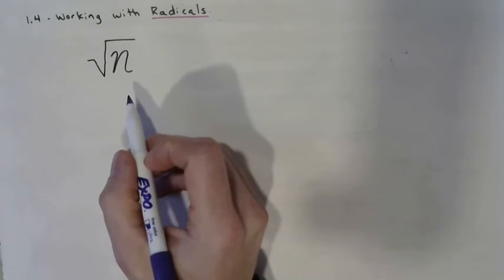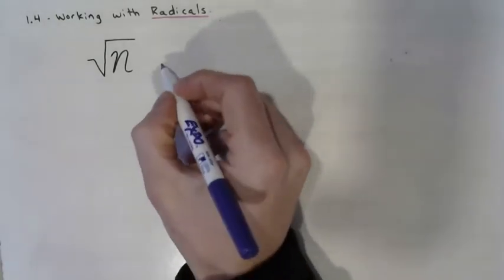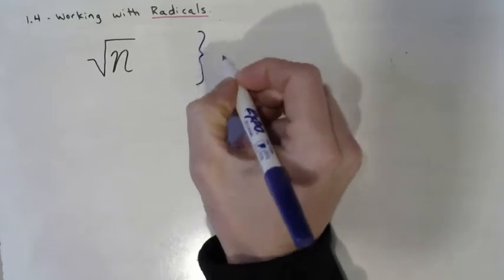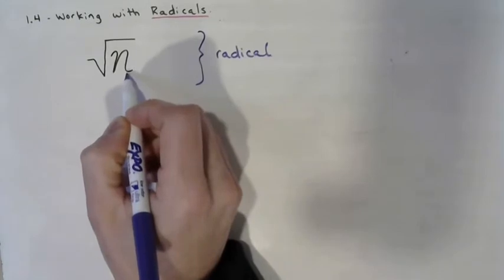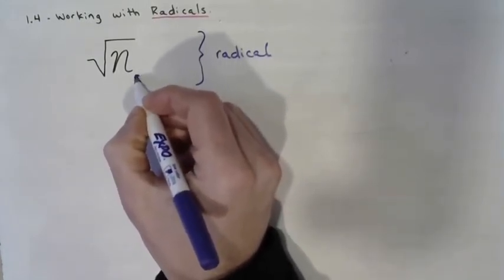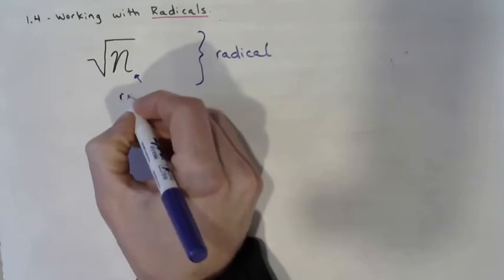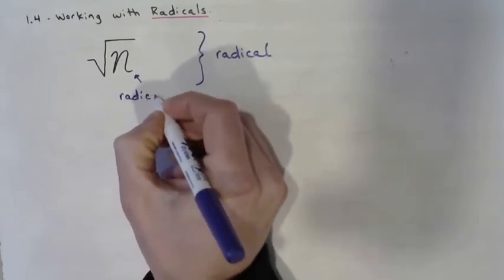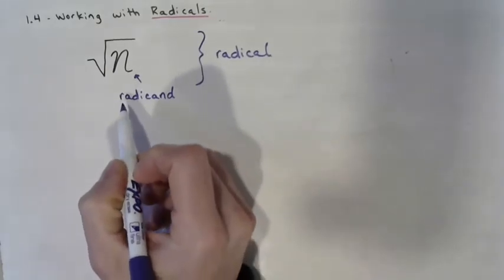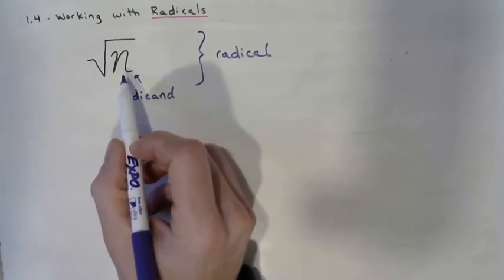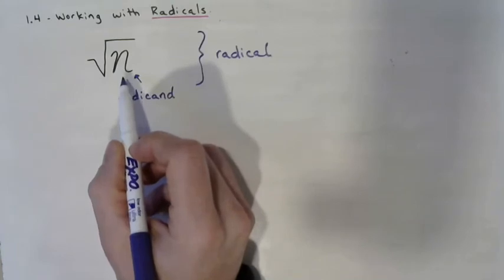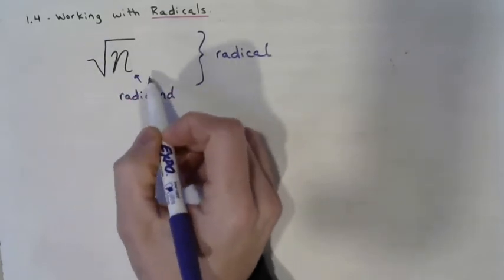This is a radical, okay? The whole thing is a radical. It's the square root of a number. The value that is under the square root symbol is called the radicand. Okay? Now, if the radicand is not a square number, that means it's not 1 or 4 or 9 or 16 or 25 or 36 or 49, on and on, and it's not 0, then the radical is an irrational number.